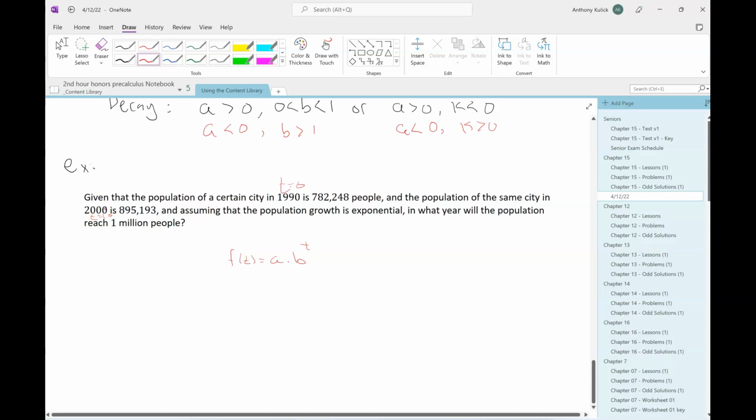By doing that, I can get the A value for free at 782,000, yada, yada, yada. And then to get my value for B, this becomes a much easier problem. Everybody cool?